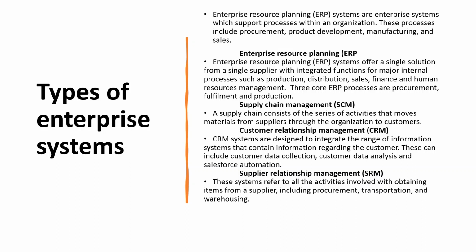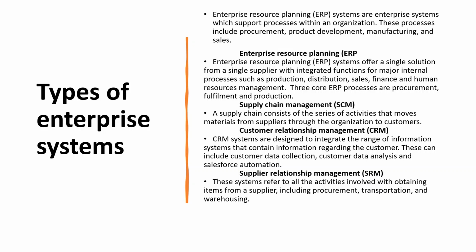So first we have enterprise resource planning software, or enterprise ERPs, which offer a single solution from a single supplier with integrated functions for major internal processes such as production. So this is where you're mixing production, distribution, sales, finance, and human resource management into one integrated system which you're calling an ERP. And then what we find is that these systems can integrate, and organizations can connect with their suppliers and such.